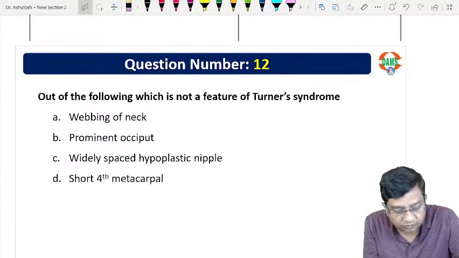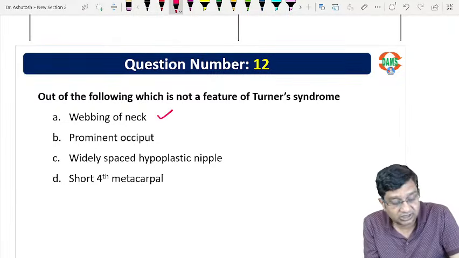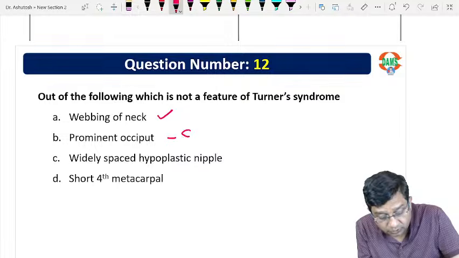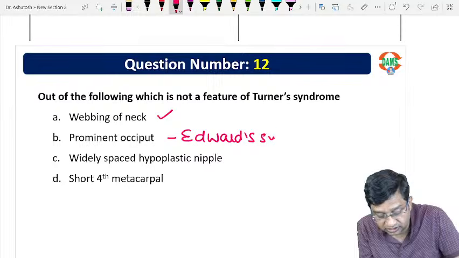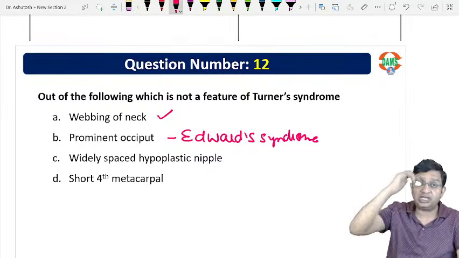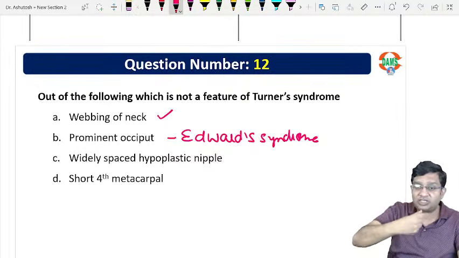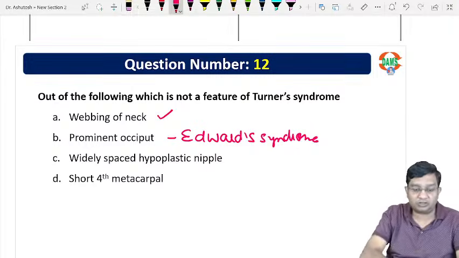Next one, out of the following, which is not a feature of Turner syndrome? Webbing of neck, yes, it is seen. Prominent occiput is a feature of Edwards syndrome. In Down syndrome, what you get is mid-facial hypoplasia with flat occiput. And in Edwards, what you get is mid-facial hypoplasia with prominent occiput.